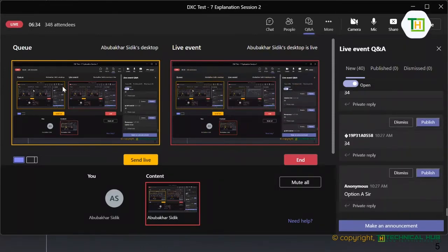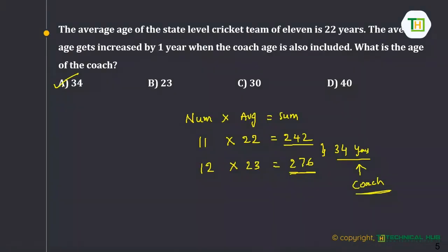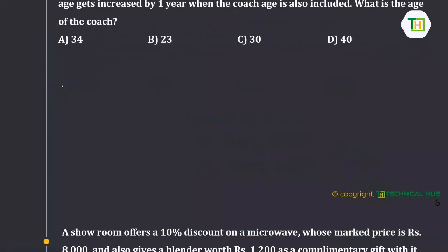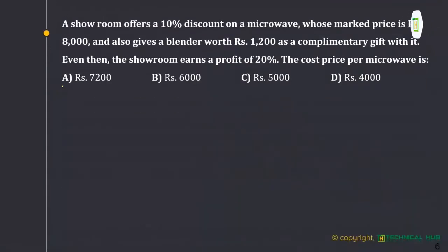Very good. So that is 34. And next, going to the next question here. A showroom offers a discount of 10% on a microwave whose market price is 8,000 rupees. We all know that the discount is given on the market price only. So the market price is equal to 8,000 rupees.